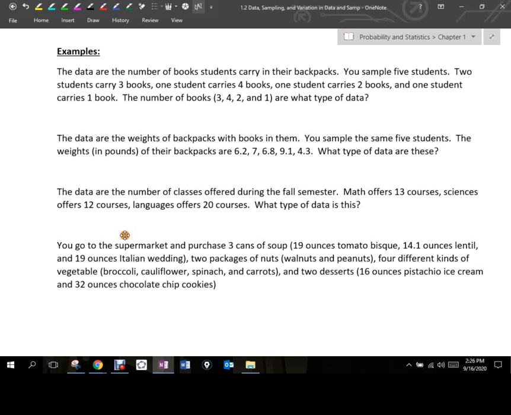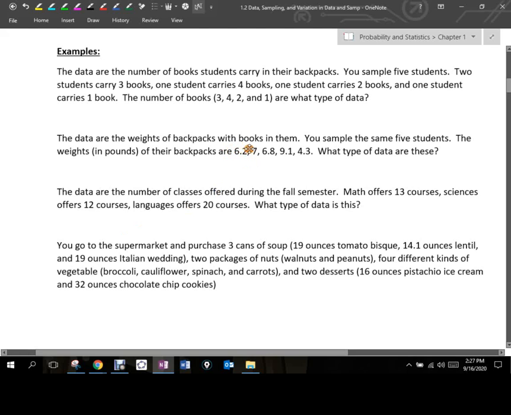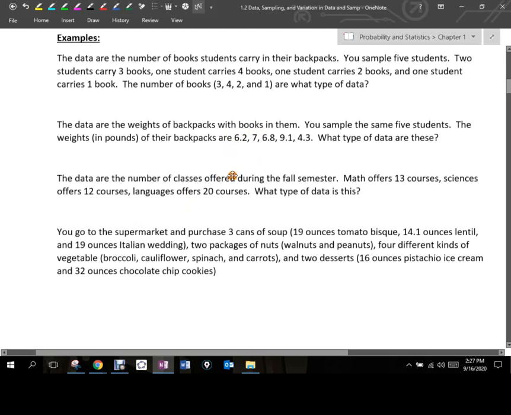Quantitative. Is it discrete or is it continuous? Continuous. Okay. Continuous because you're getting those decimals, and we can be anywhere based off the precision of our scale. We can go as far out as we can with those decimals. Okay.